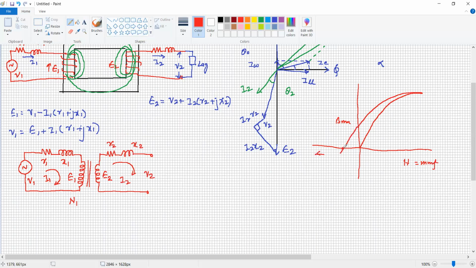So here it becomes zero, whereas some MMF or current is required to reverse the magnetic flux. Such a curve is called a hysteresis curve of magnetic material. The higher the hysteresis effect, the higher will be the iron losses. That is the hysteresis loss.